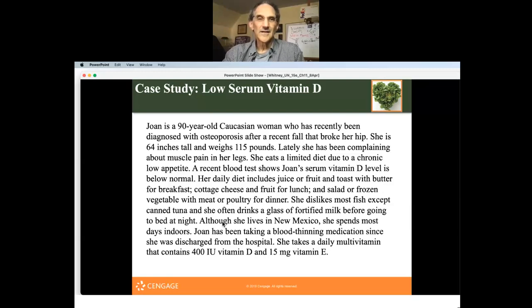Her daily diet includes juice and fruit and toast with butter for breakfast, cottage cheese and fruit for lunch, and salad or frozen vegetable with meat or poultry for dinner. She dislikes fish except for canned tuna, and she often drinks a glass of fortified milk before going to bed at night. Although she lives in New Mexico, she spends most of her days indoors.